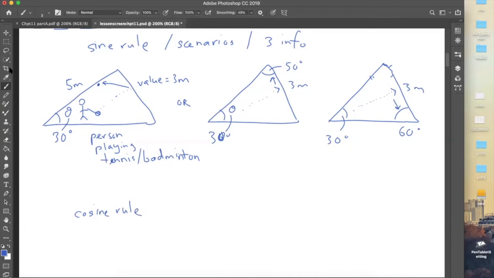Okay, let me write down some of the suggestions that you all have on how to identify the sine rule. Brandon, who said 3 info? Who mentioned 3 info? So what is the 3 info? The first one? The length. Some more? The angle. Some more?